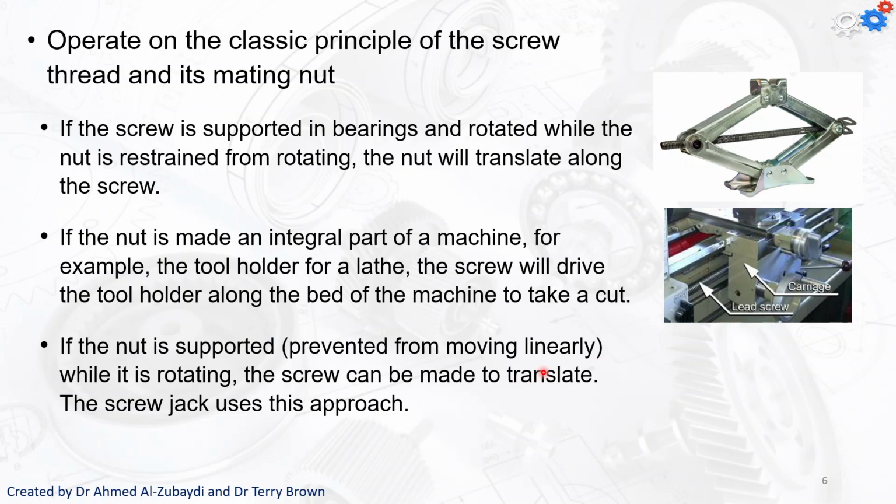So if we have the nut supported, i.e. prevented from moving linearly while it's rotating, then the screw can be made to translate linearly. So the screw jack uses this, and we saw this in the previous video as well. If we have the screw thread here, the nut is positioned here, can't move up or down, and as we rotate the nut, then the screw thread will move up or down to raise or lower the load.